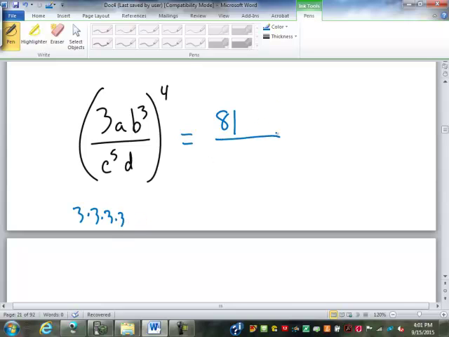81. Now, a, what power is on the a here? 1. If it's not written, it's implied that it's a power of 1. So a to the 1st to the power of 4 is going to be a to the 4th. b to the 3rd to the power of 4? b to the 12th. c to the 5th to the power of 4? c to the 20th. And d to the 4th. That's d to the 1, 1 times 4 is 4. Not so bad so far? Okay.